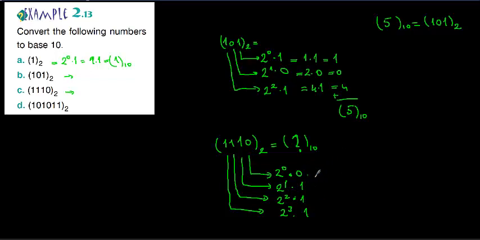And here it's going to be equal to 2 to the power of 0 times 0 is equal to 0. 2 to the power of 1 is equal to 2 times 1 is equal to 2. 2 to the power of 2 is equal to 4 times 1 is equal to 4. 2 to the power of 3 is equal to 8 times 1 is equal to 8. So the answer is going to be equal to 0 plus 2 plus 4, 6 plus 8, it's equal to 14. So 1, 1, 1, 0 in base 2 is equal to 14 in base 10, in decimal system. By the way, instead of this one, we can write only 14.